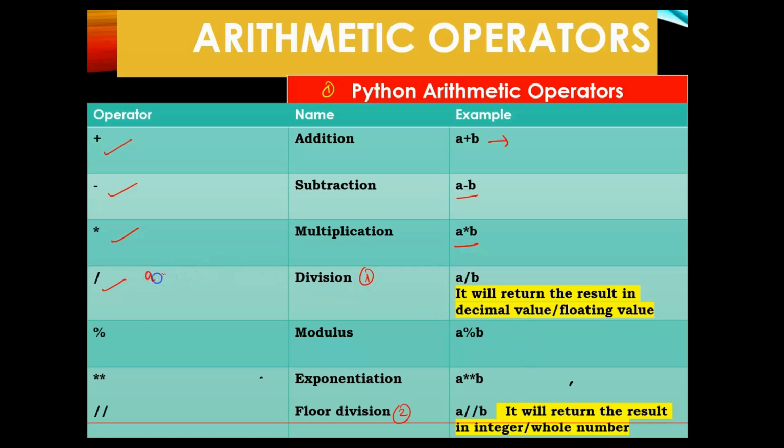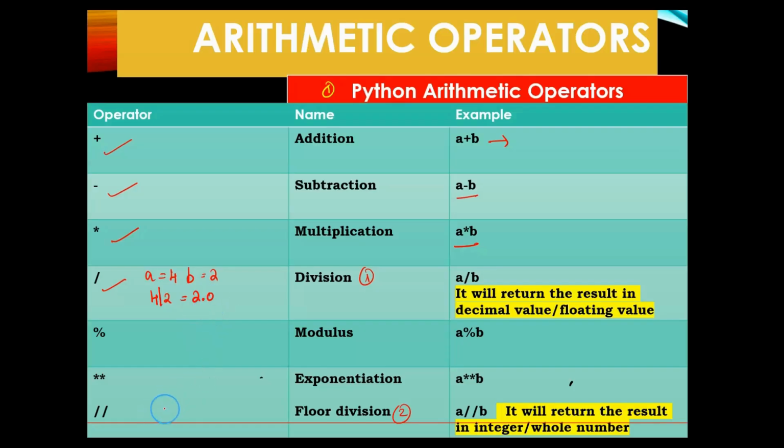Let me take one example. If A is equal to 4 and B is equal to 2, dividing 4 by 2 gives the result 2.0. But in mathematics, if we divide 4 by 2, it will be 2 only. In Python, it gives the result in decimal value, that means 2.0.